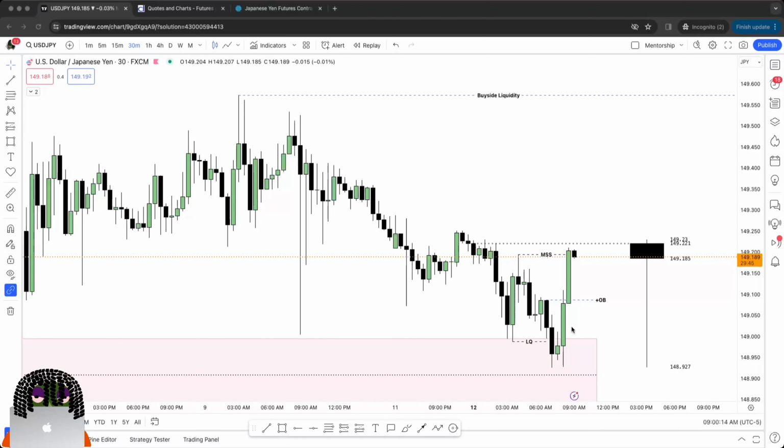Alright, so I see a setup that I like. The setup is right. Give me a second. The setup is right here, somewhere in here. I like it. Or this order block.